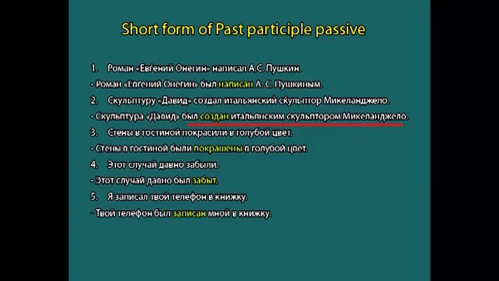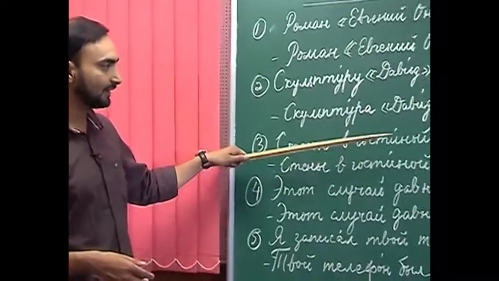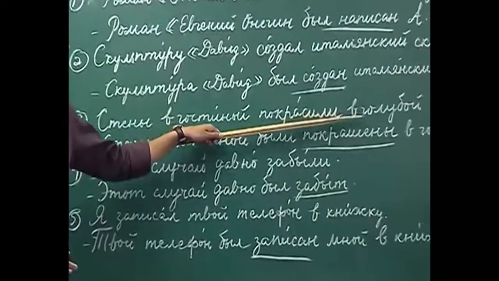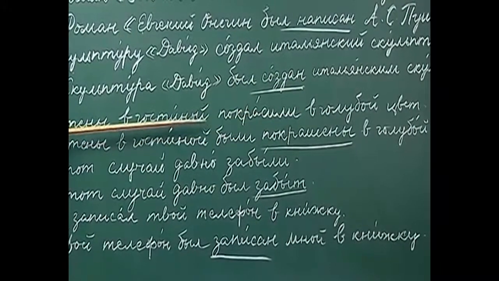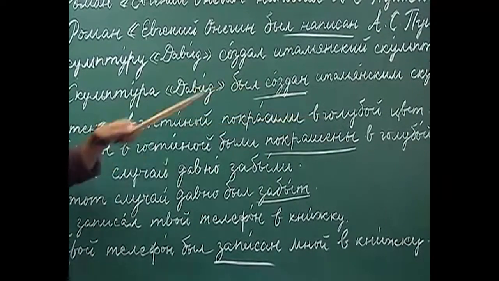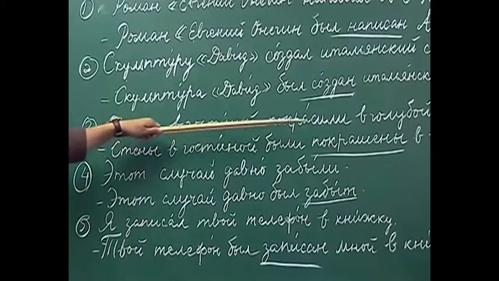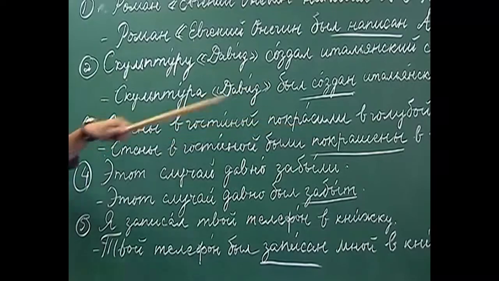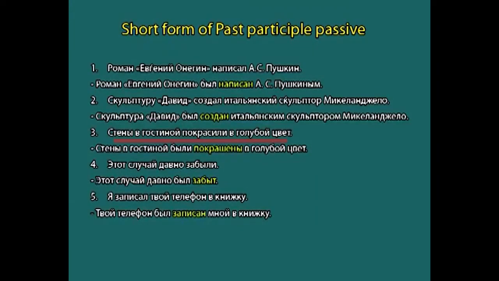The next is Stienif gastinai pakrasilif galuboi tsvich. So, here this is an impersonal sentence. There is no subject mentioned here. So, that is why the verb is in the third person plural number. Stienif gastinai, the walls in the guest room were painted in sky blue color.